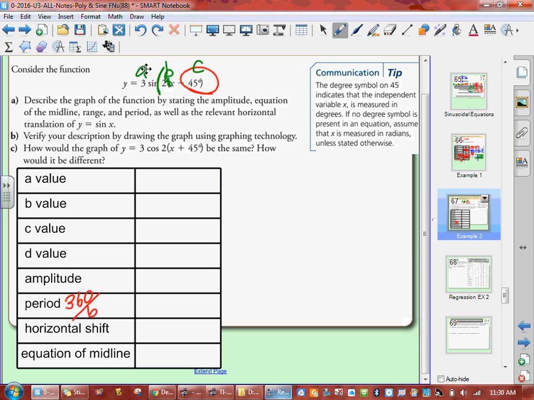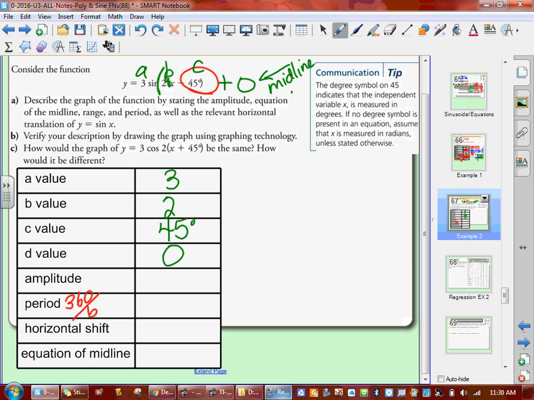But we got to pull them out of brackets. It's going to be a +45 degrees. Do we have a D value? No, that's like saying 0. So it's like saying +0. So the midline is 0. If the Y is 0 for a midline, what line is that? The X axis, the X line. So we know that the midline is the x-axis. It has to be because there's no d value.